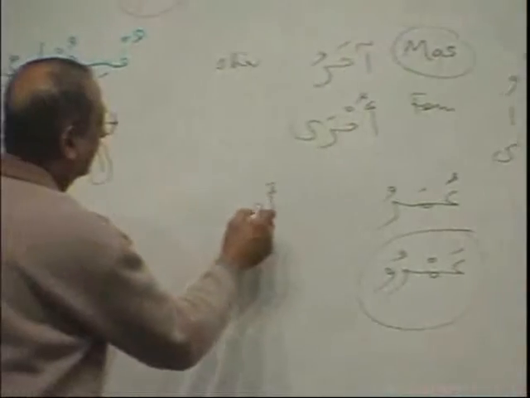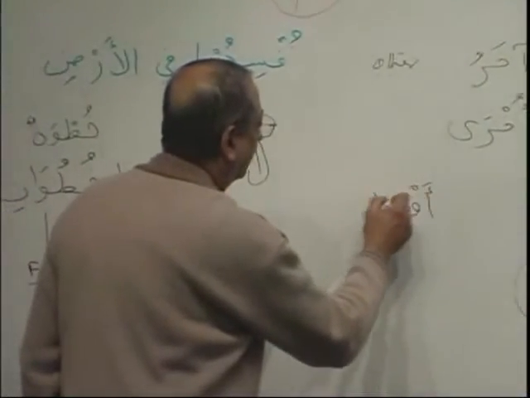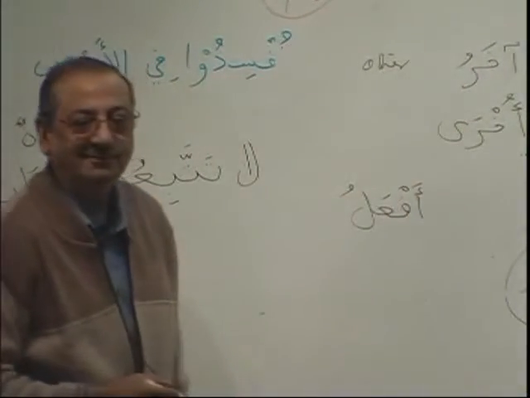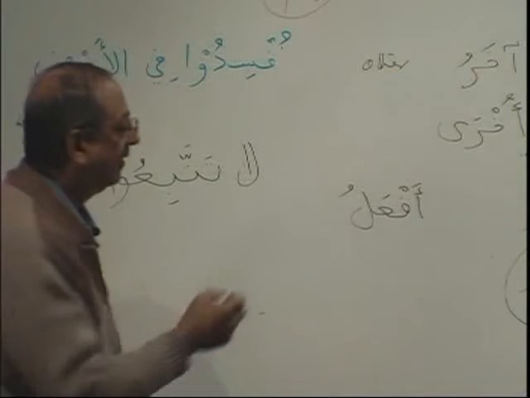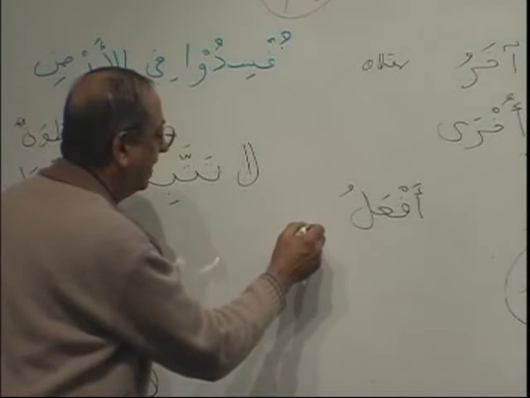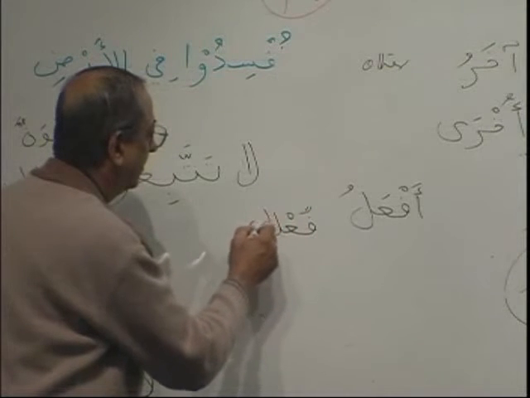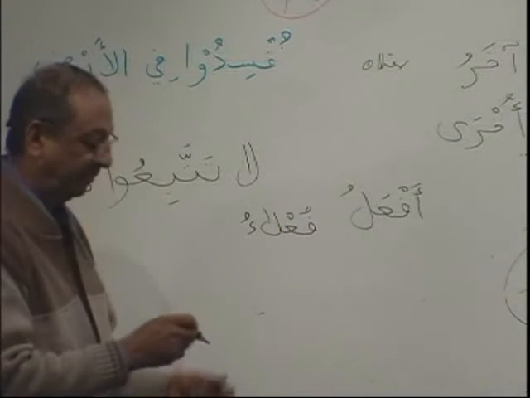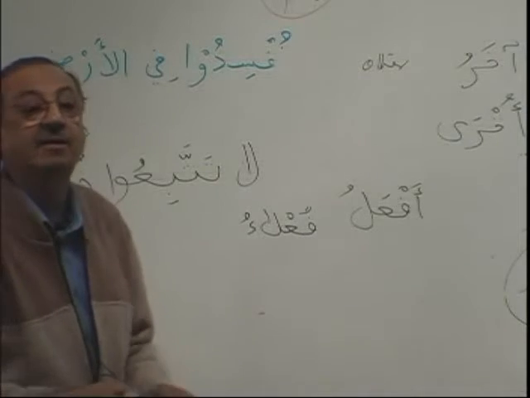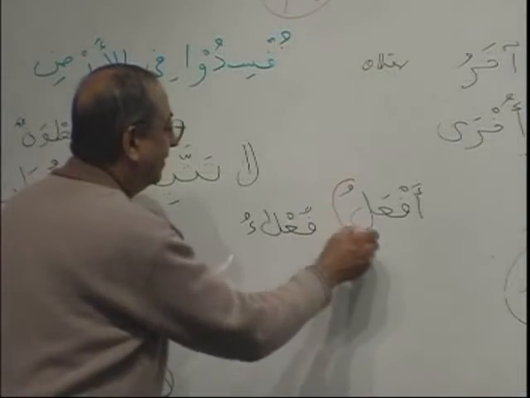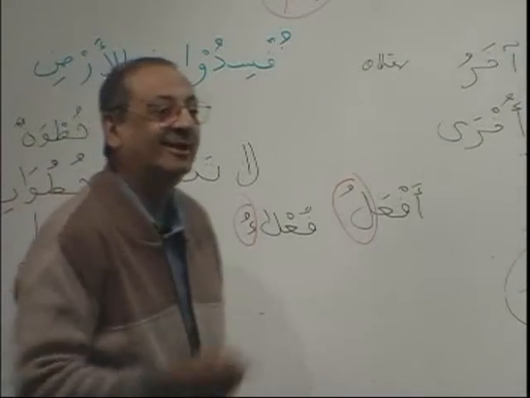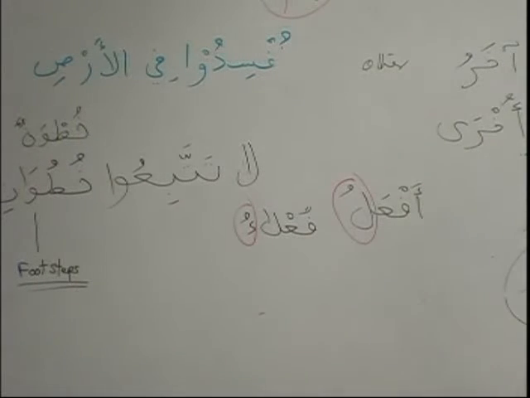For colors there is a pattern. What is the pattern for masculine, brothers and sisters? Af'alu. And what is the pattern for feminine? See, in both cases, there is a single dhamma. So that is diptote. Are you with me, brothers and sisters?